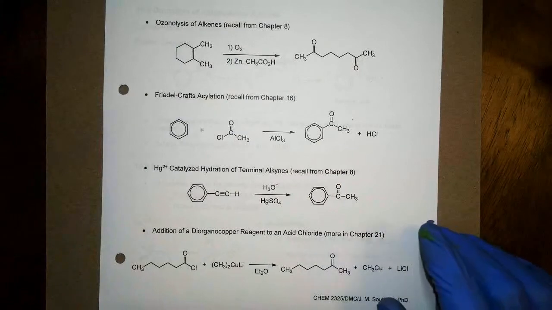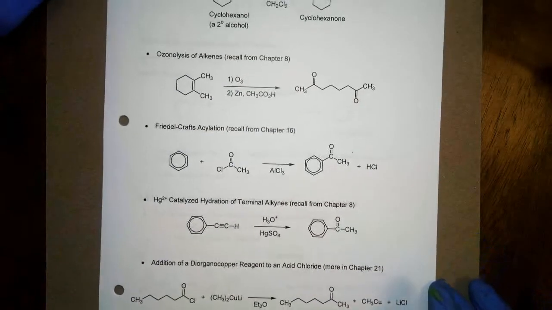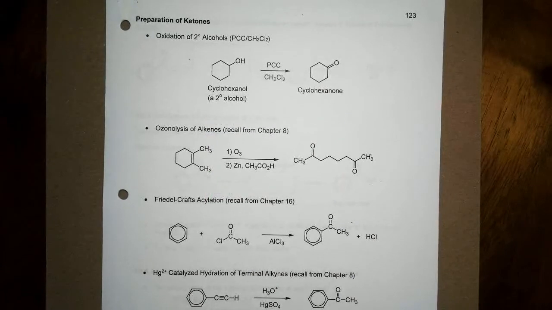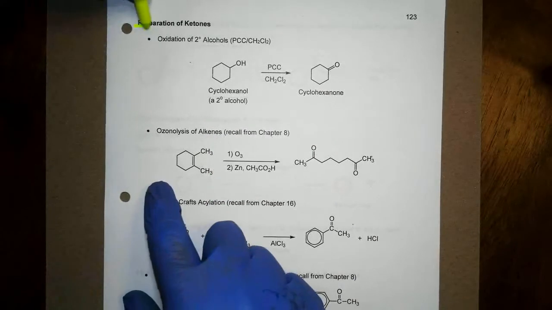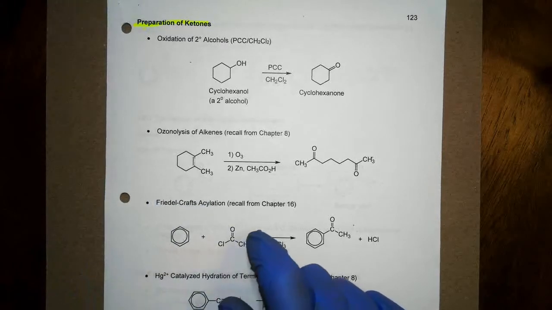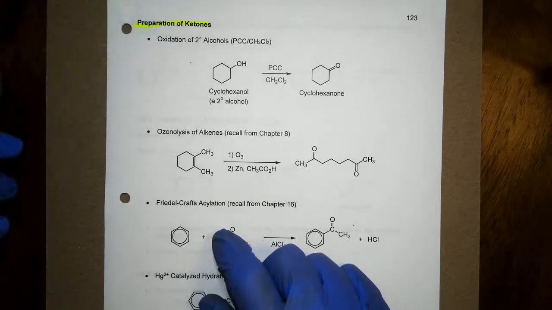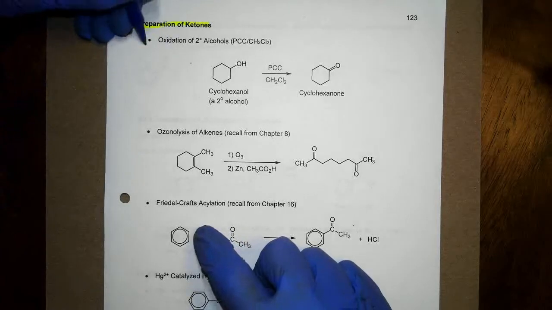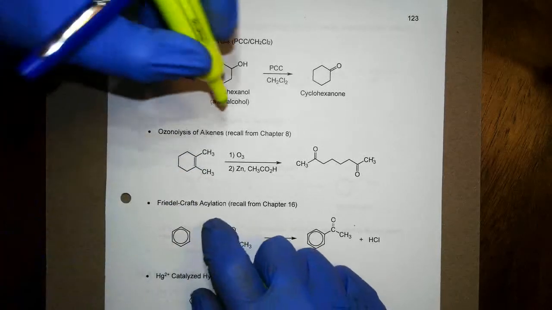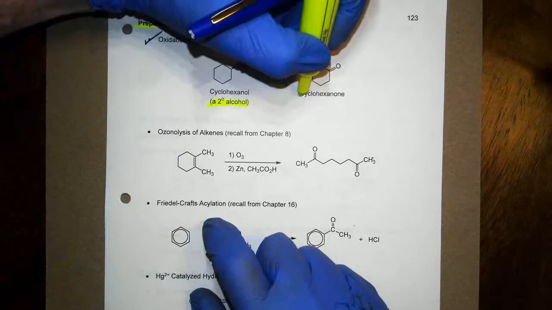Okay, let's keep going a little bit further. Let's go to page 123 of our lecture notes. And let's just see how we can prepare ketones a little more. None of these are going to be surprising to you. Remember moments ago that I mentioned that you could oxidize primary alcohols to aldehydes? Well, guess what? You can oxidize secondary alcohols, in this case cyclohexanol, to ketones.